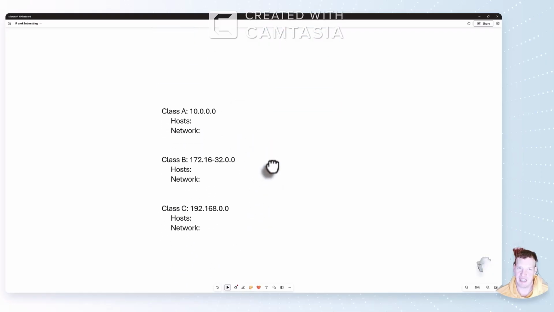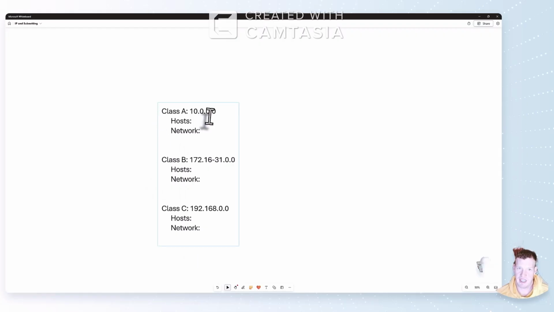We have different classes. We have Class A, which is, these are private IP address ranges. That's important to know. You have Class A, where you can start with 10.0.0.0. So you have Class B, which is 172.16 through 31. So you could use any number between 16 and 31 here, .0.0. And Class C, which is 192.168.0.0. Okay? Each of these have their pros and cons.